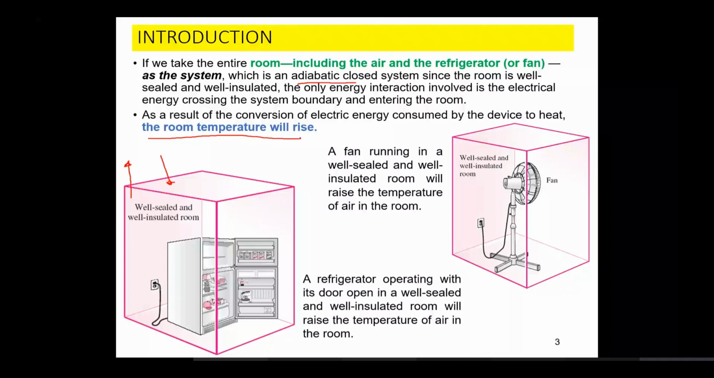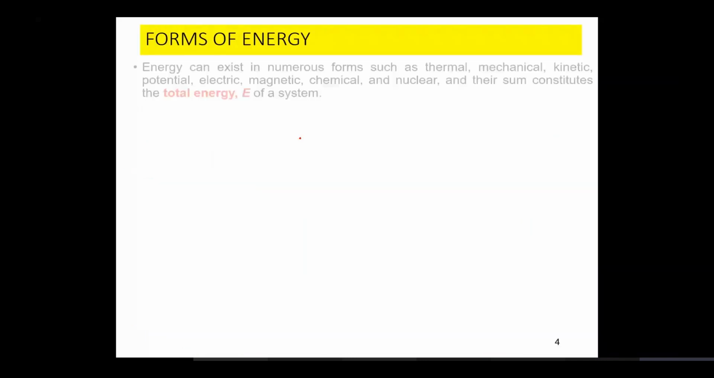Moving on, looking into the forms of energy. The general description is that energy can be in various forms: mechanical, thermal, kinetic, potential, magnetic, chemical, nuclear. And all these forms basically make up the total energy of the system. So these are all the contributors towards the total energy of a system at a given state.